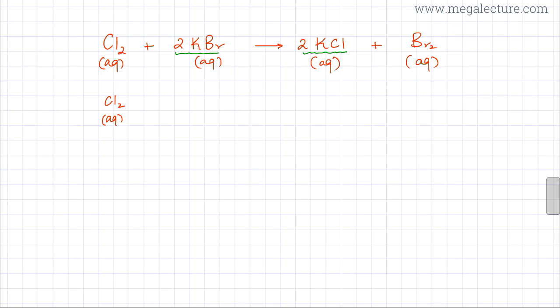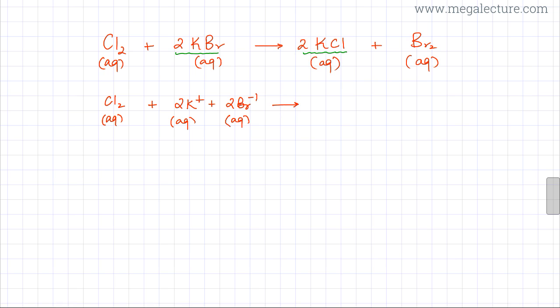So let's start with KBr, because KBr is going to dissociate. It's going to form 2 K plus ions and 2 Br minus 1 ions. Remember, you should be able to work this out: K is in group 1, so it's plus 1, and Br is in group 7, so it's minus 1. So in aqueous state, the ions will dissociate and get scattered in solution.